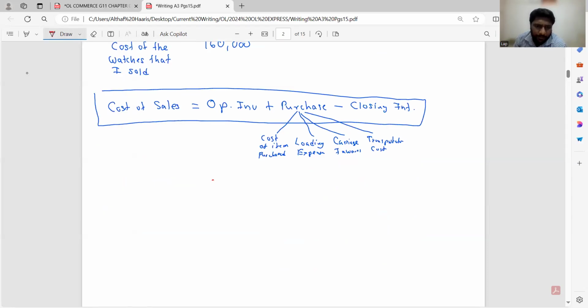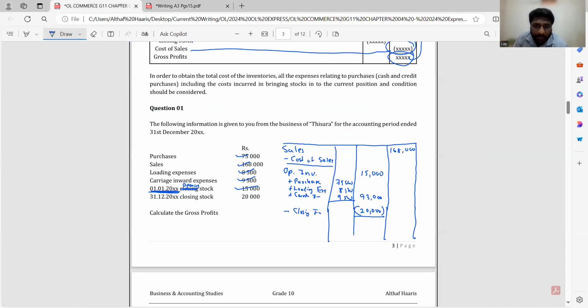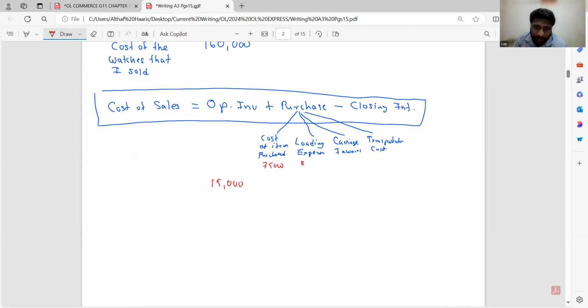Here 15,000. Then here we had 75, 8,500, 75, 8,500, 9,500, 8,500 and 9,500. So this total value is how much? 93,000. From that, minus the closing inventory, 20,000.